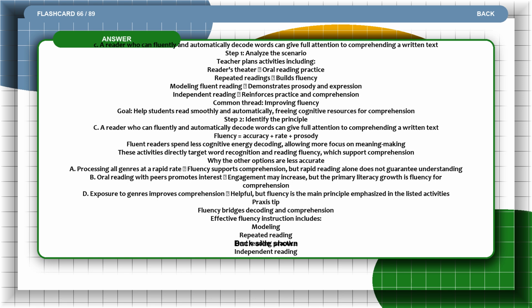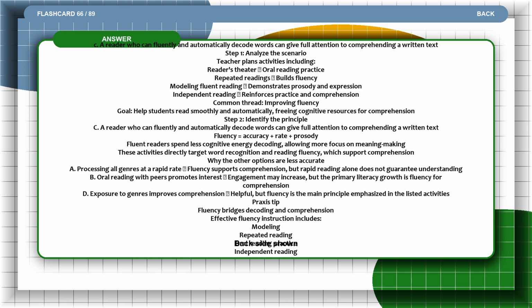Fluency equals accuracy plus rate plus prosody. Fluent readers spend less cognitive energy decoding, allowing more focus on meaning making. These activities directly target word recognition and reading fluency, which support comprehension while the other options are less accurate. A. Processing all genres at a rapid rate. Right arrow fluency supports comprehension, but rapid reading alone does not guarantee understanding.